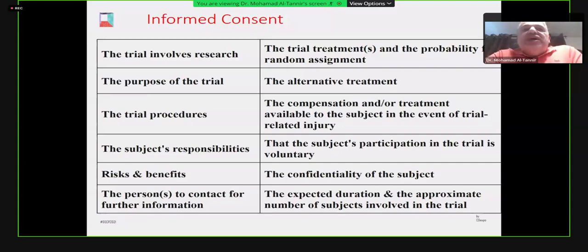the participant's responsibilities, the risks and benefits, and the person to contact for further information if you have any question or anything happens or you need any clarification or justification about anything during the study.